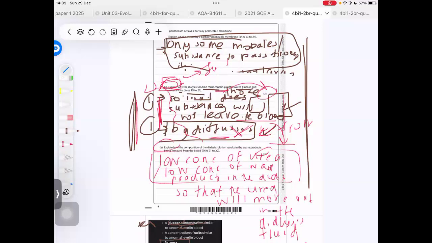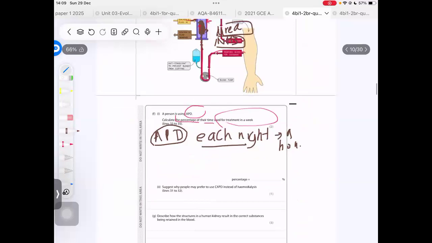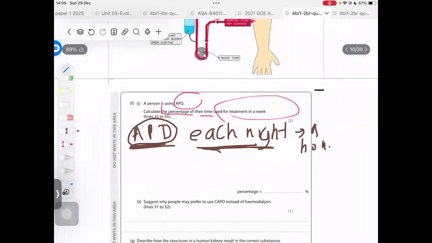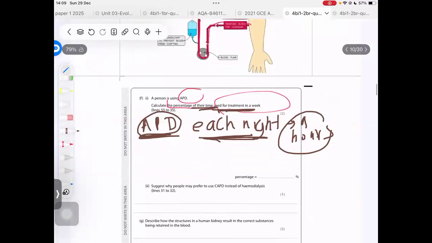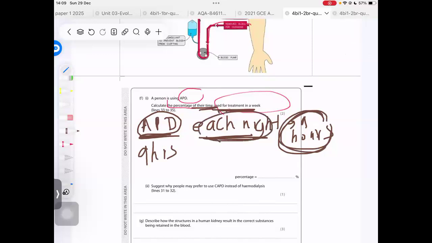Okay. So you can see they have done the APD each night, they're doing it for 9 hours each night. So they are asking us to calculate the percentage of their time which is used for treatment in a week. So 9 hours means per day. One day, that means one day they are doing it for 9 hours, right? Each night means one day, right? That means in a day they are doing it for 9 hours. So 9 hours per day.